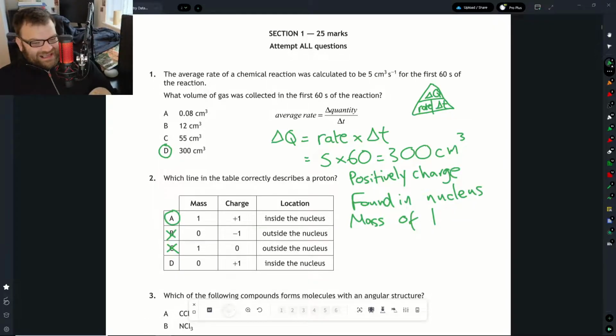If you're looking at an electron, an electron is going to be negatively charged and found outside of the nucleus. If you were asked about a neutron, it has no charge and is found in the nucleus. That's not actually an option in this one. So a neutron would have a mass of 1, a charge of 0, but it would be found inside the nucleus. So that doesn't match up.